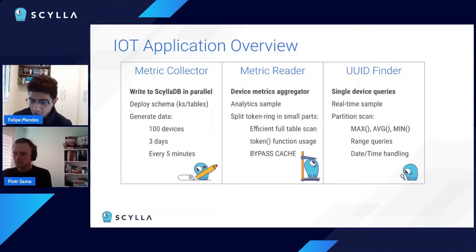The first program that we are going to see is called the metric collector. This program, simply put, will create the necessary resources, keyspace, and tables on the database and generate and write data to it. The second program is called the metric reader, and it demonstrates how to efficiently perform full table scans against ScyllaDB. In that program, we will split the token ring into smaller chunks, and using the token function along with the bypass cache SQL extension, we will count how many temperature records each device has.